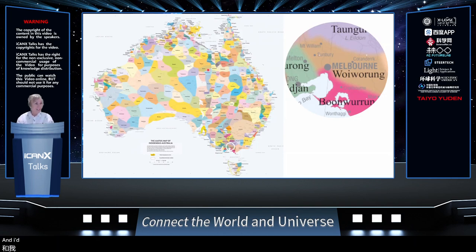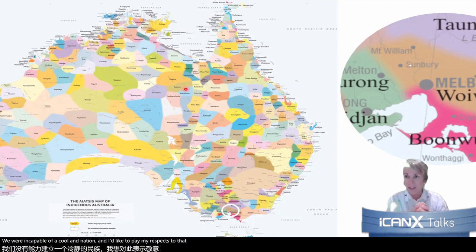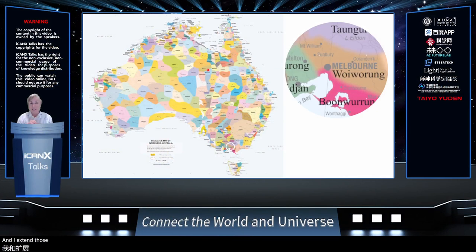And I'd like to take the opportunity to acknowledge the traditional owners of the lands where I am sitting, and it's also the same traditional owners of the lands of the Parkville campus of the University of Melbourne. So they are the Wurundjeri Woiwurrung people of the Kulin Nation, and I'd like to pay my respects to their elders past and present, and I extend those respects to any First Nations people who are viewing this presentation.